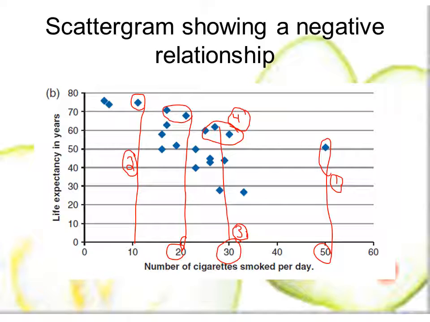So, talking about a negative relationship when we do a study is going to identify the number of cigarettes smoked per day. The more that individual smokes, the less years of life expectancy that individual is going to have. The less cigarettes they smoke, the more years of life expectancy they're going to have. So that's the negative relationship that we're talking about.